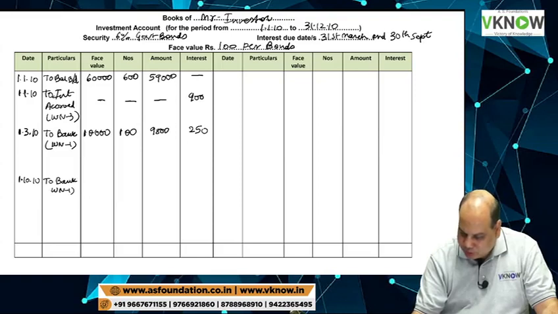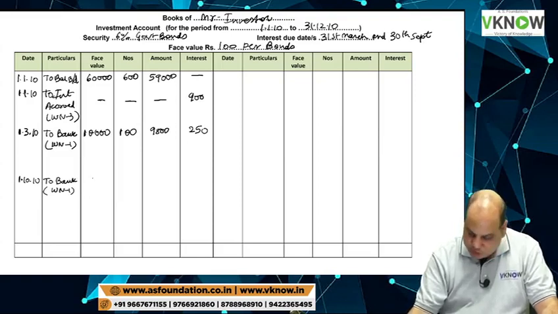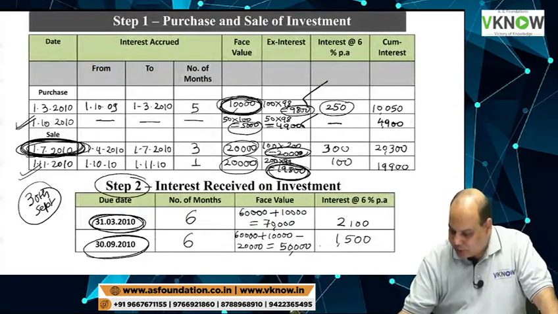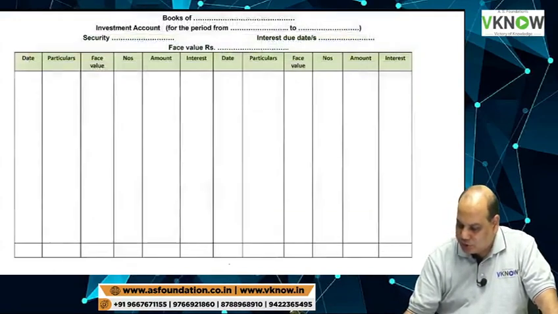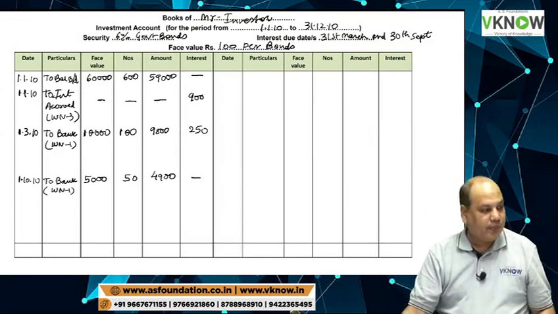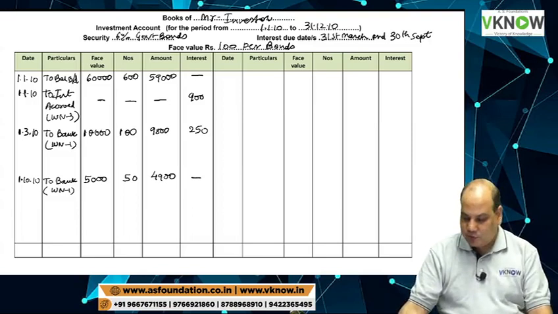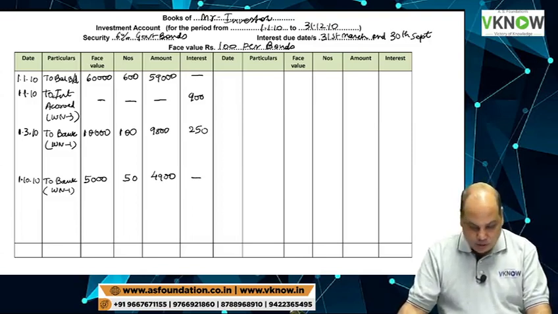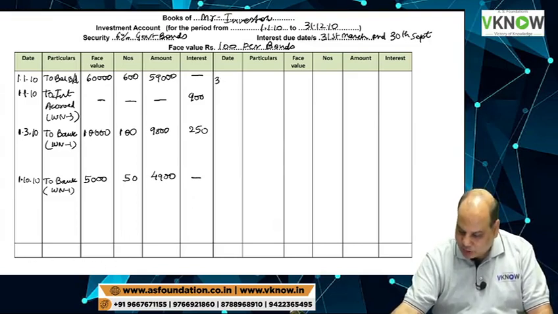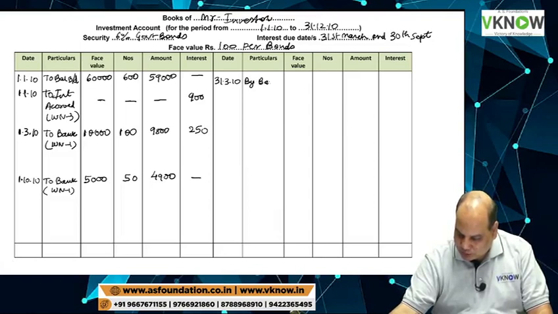Again, working note 1, you purchased face value 5,000, 50 units, and it was purchased at, on the screen, 4,900. It was purchased for 4,900 without interest. So first we have written the debit side. Now we will pass the entry on 31st March 10 by bank.